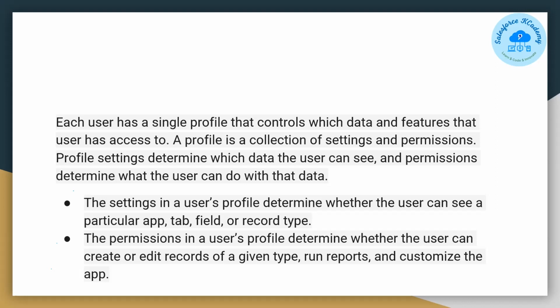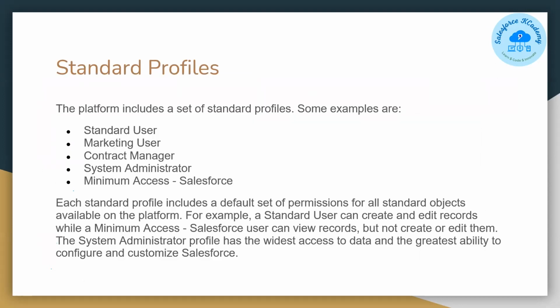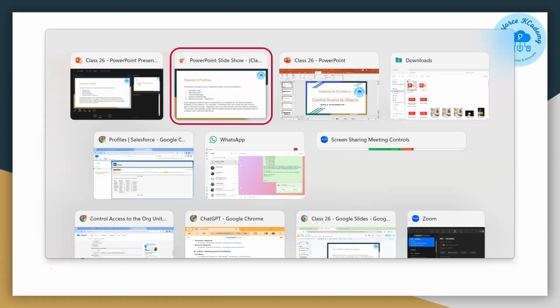Now, permissions in a user profile determine whether a user can create or edit records for given types, whether they are able to see or run the reports, and customize the application. We'll see practically. That will be better for us. So let me show you the practical. That will be helpful.